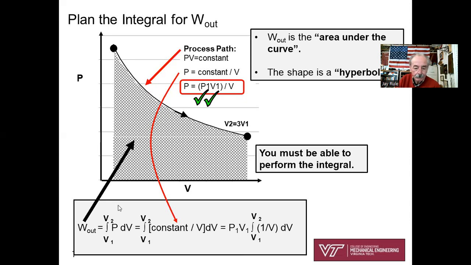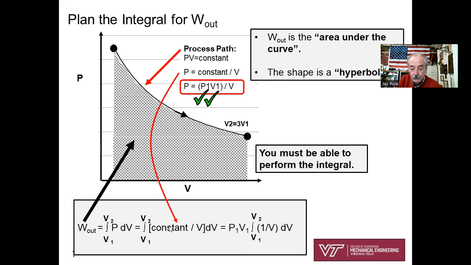All right, so without crunching numbers, let's write out your formula. You've got to be able to perform this integral, by the way. That's my little note here. Work out equals the integral from V1 to V2 of P dV. Next step, write in the process path for pressure. The process path for pressure in these brackets is constant over V. Well, the constant is P1 V1.